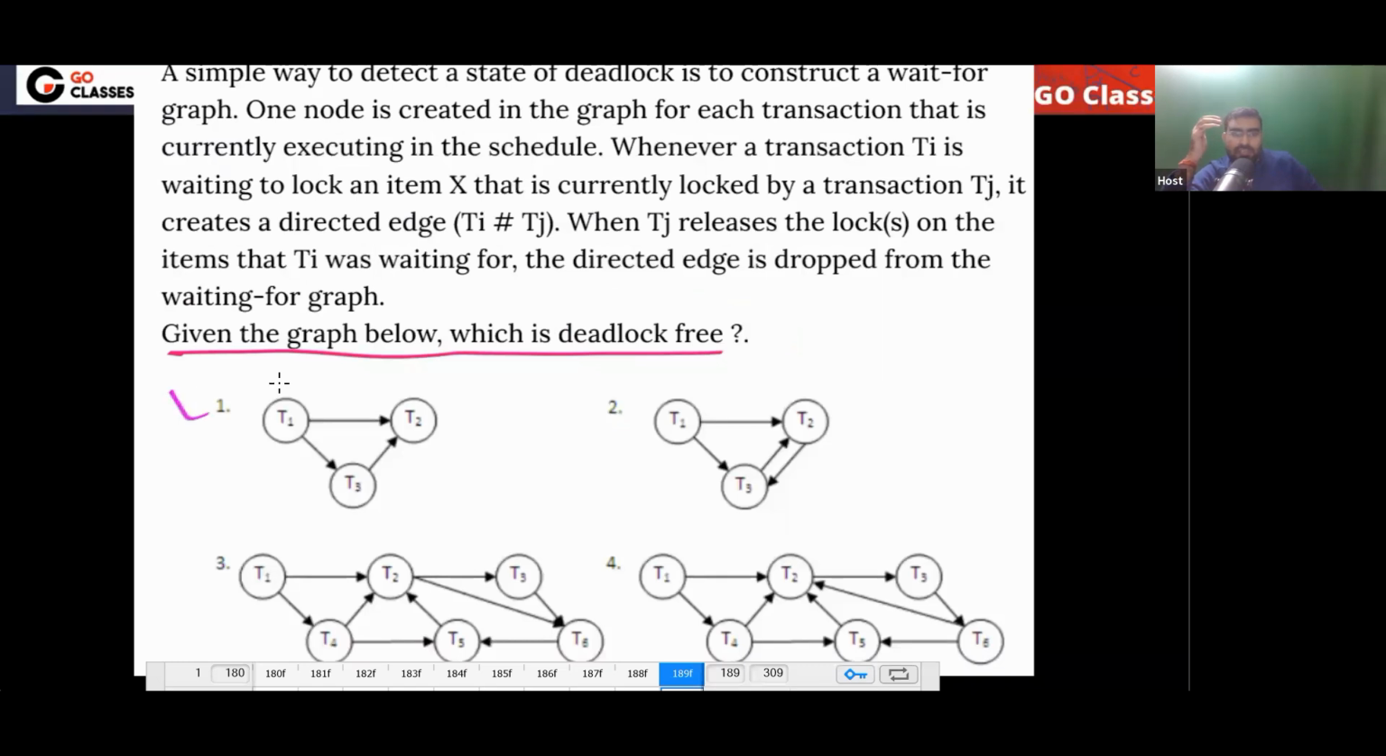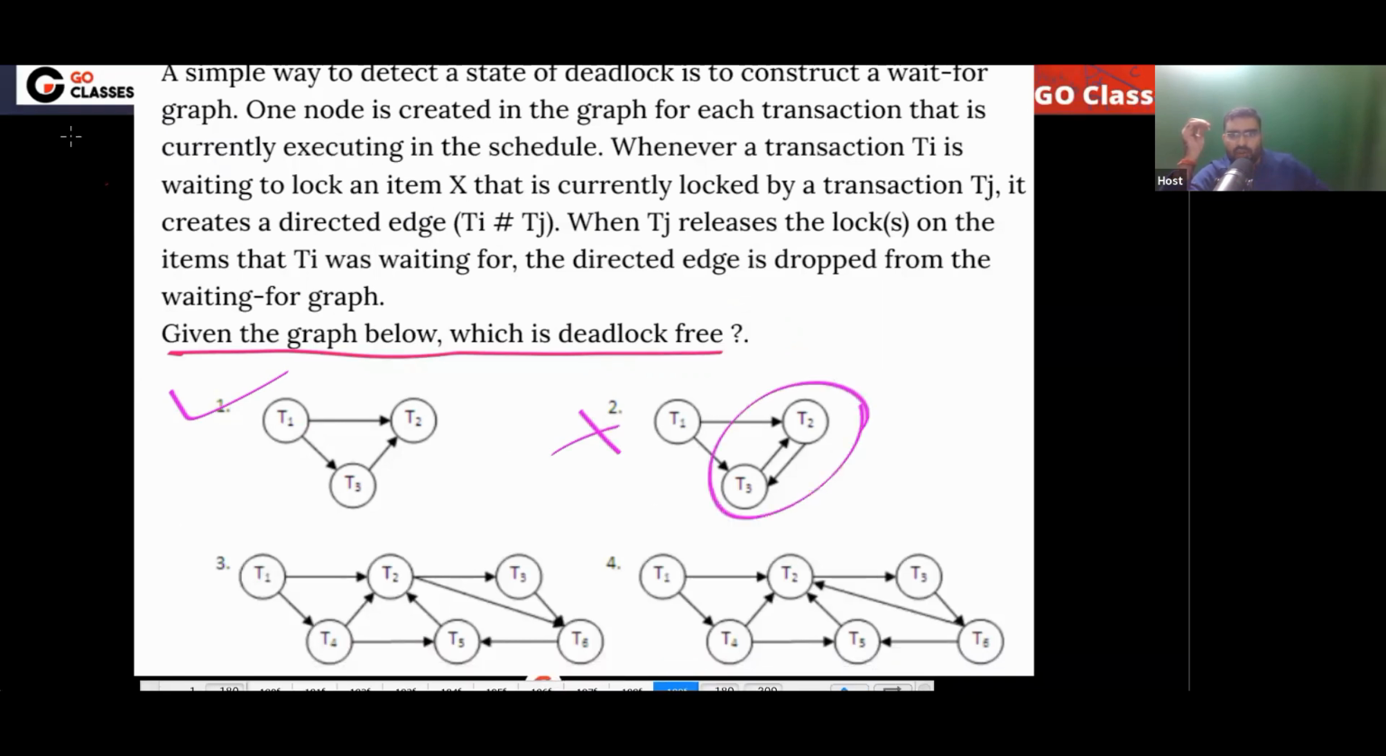You can see that this system is deadlock free. This system is not deadlock free. Just look for a cycle. This system is definitely not deadlock free. And you can see that this system is deadlock free. There is no cycle. What about the third one? There is a cycle. You can check. Because we have a cycle, this is definitely not deadlock free.